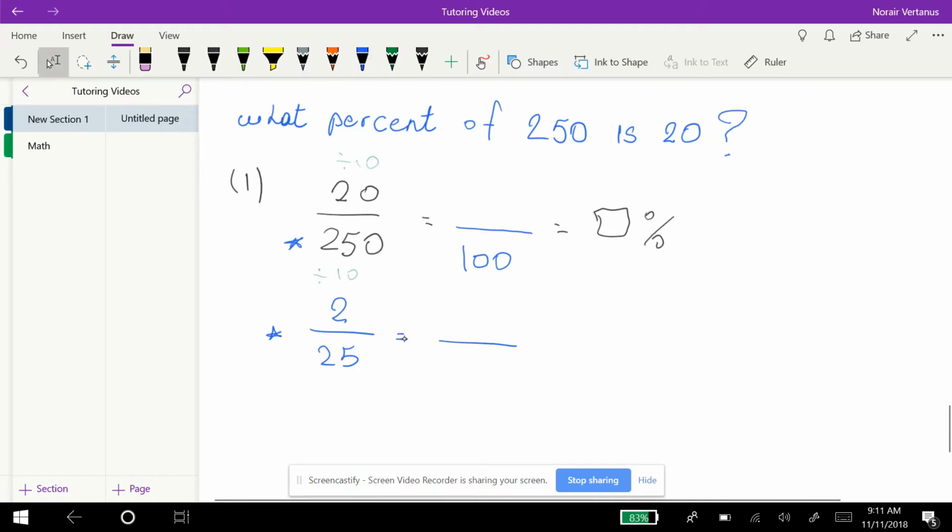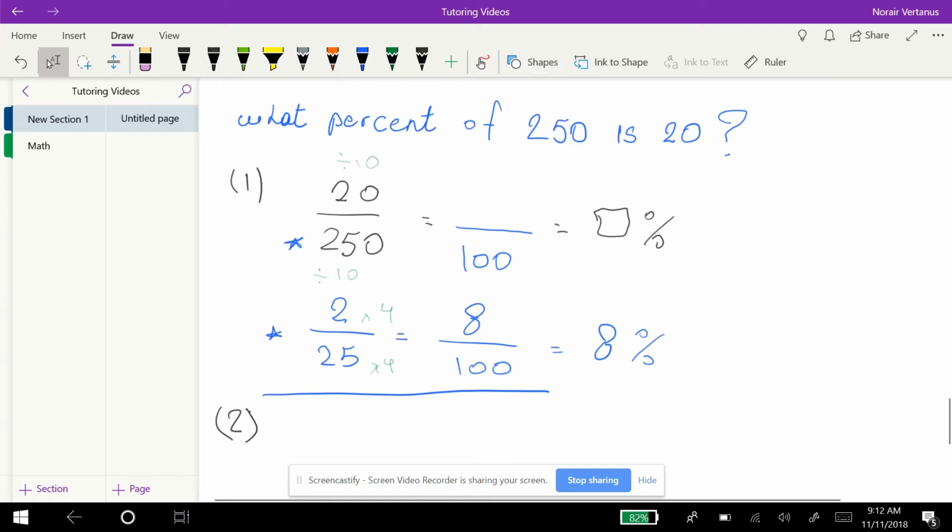Now you can see easily that they can be written as a fraction with the denominator of 100. And then you can tell what percentage that is. So by looking at 25 and 100, you see that 25 times 4 is 100. To get another equivalent fraction, you need to multiply the numerator by the same number, which is 4. So 2 times 4 is what? 8. So 2 out of 25 is the same as 8 out of 100, which is 8%. That was one method. And the next method is setting up an equation.